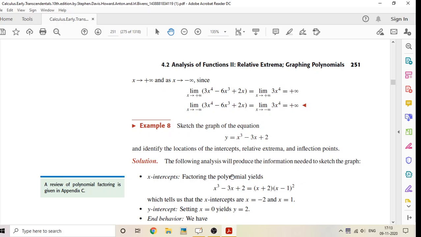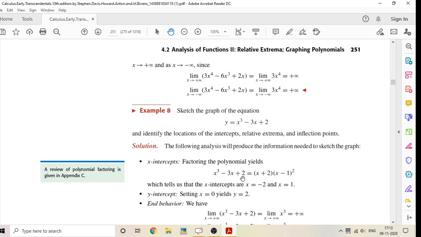So let us see another example of sketching the curve. So the example is to sketch the curve. Sketch the graph of the equation y equal to x cube minus 3x plus 2, and identify the location of the intercepts, relative extrema, and inflection points.